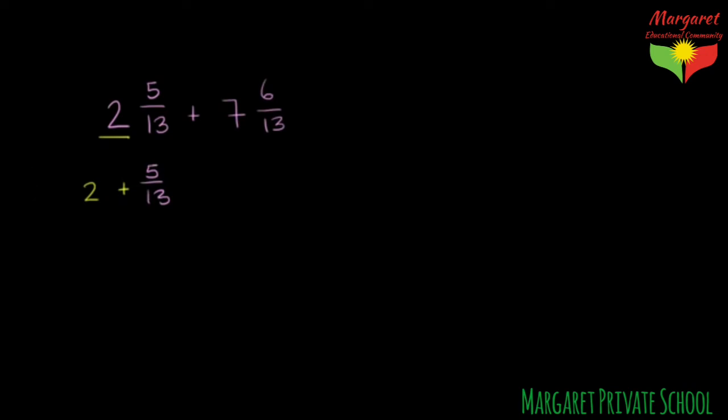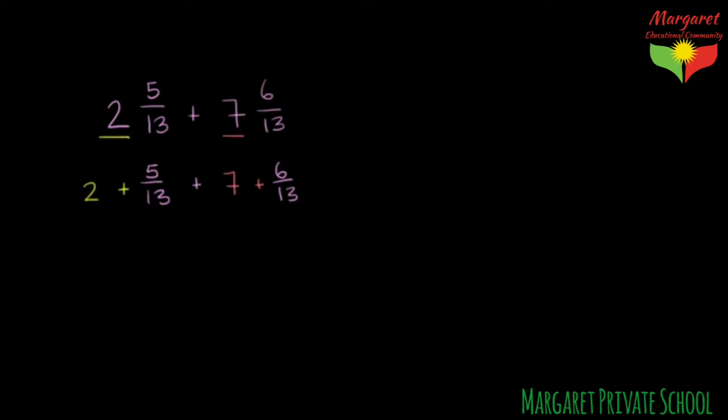And then we can write that plus, and then 7 and 6 thirteenths we can rewrite as plus 7 plus 6 thirteenths. So all I did is I rewrote this and I essentially expanded out. I broke up the mixed numbers into their whole number parts and their fractional parts.